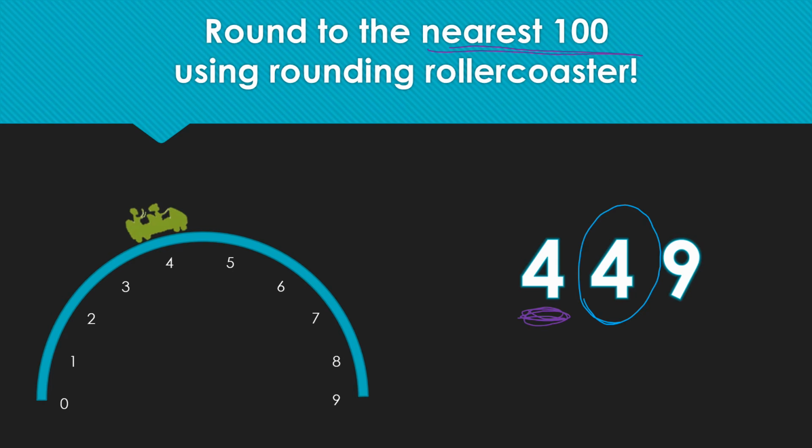But if our roller coaster stopped, which way would it fall? It would fall this way. That means our number is going to be rounded down. So 449 rounded to the nearest 100 is 400.